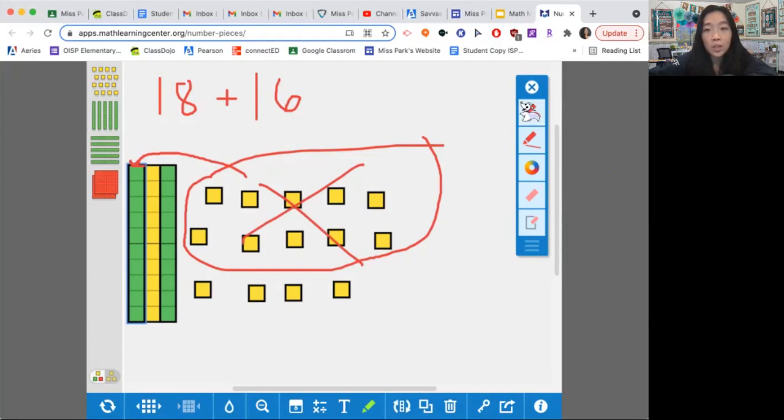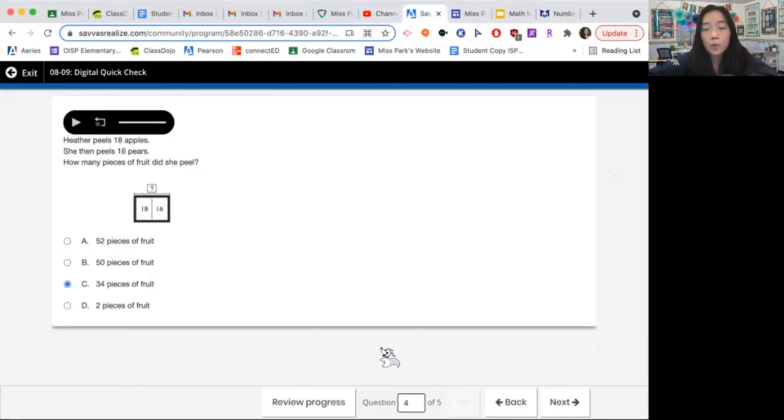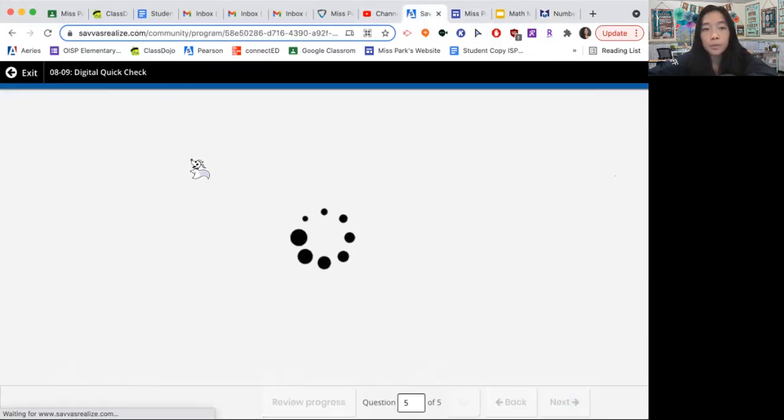So what is our numbers that we have left over? We have 4 ones left over. And then now we have 3 10s. So our total should be 34. 34 pieces of fruit. All right.